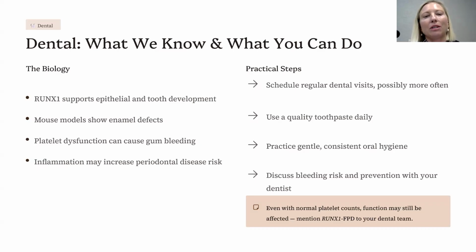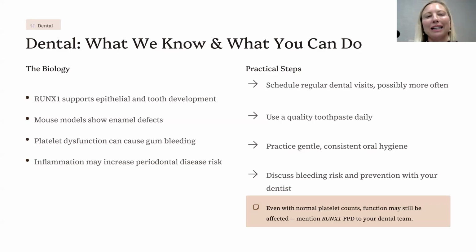The other piece is that chronic inflammation, which is driven, again, by our immune system, may increase the risk of periodontal disease, like gingivitis. So it's really important to recognize that we've got a system here, your oral cavity, that could be affected by RUNX1 through development, through bleeding, or through inflammation. So they're all intersecting. The good news is with dental care, there's lots of things you can do.